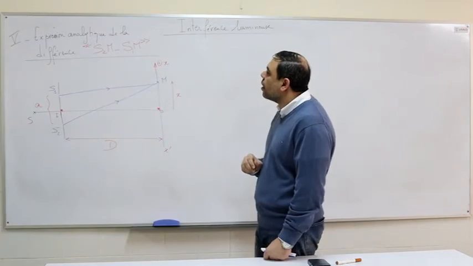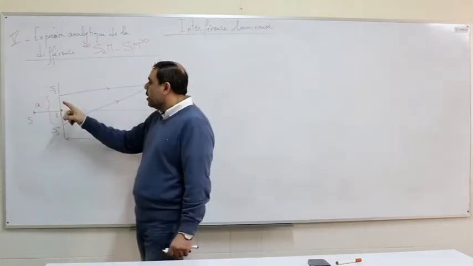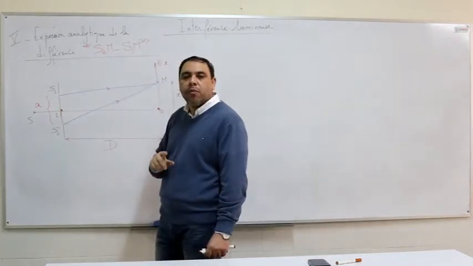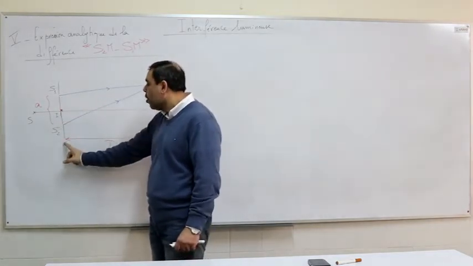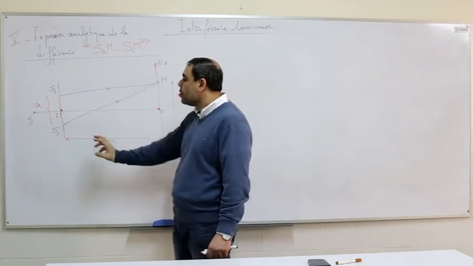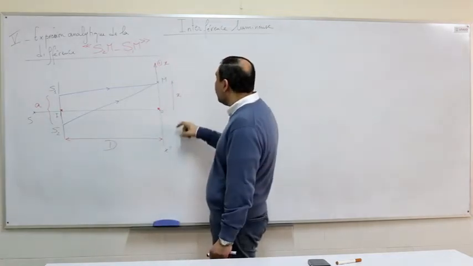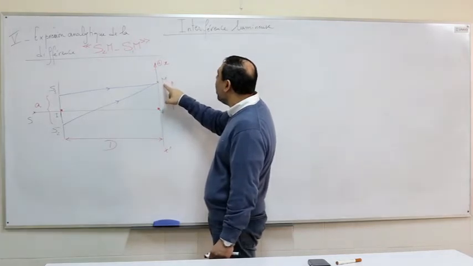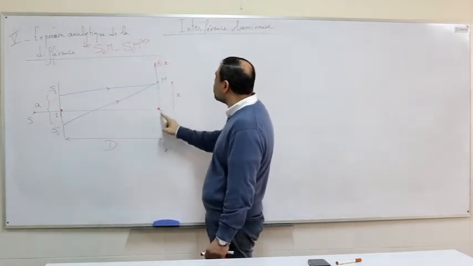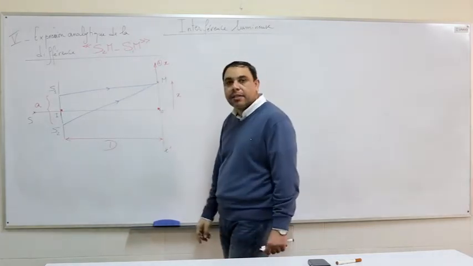Now we're going to determine the analytical expression of the difference S2M minus S1M. We are going to determine the expression of the difference S2M minus S1M as a function of the distance between the observation screen and the plane of the slits, and as a function of the position x of point M on the axis x prime x.